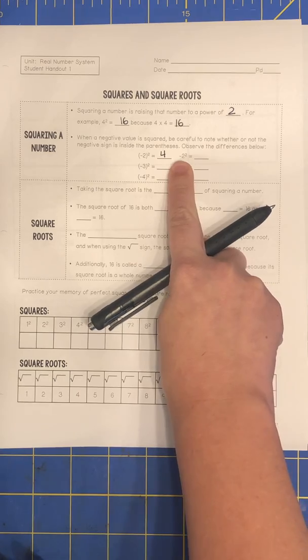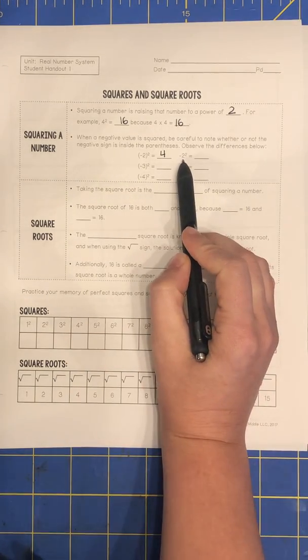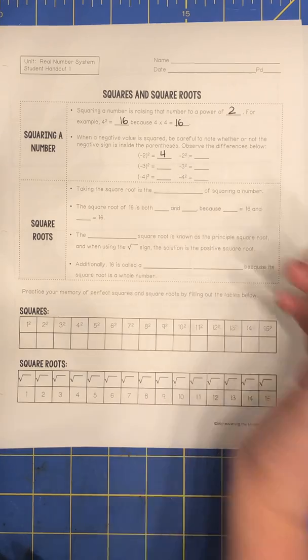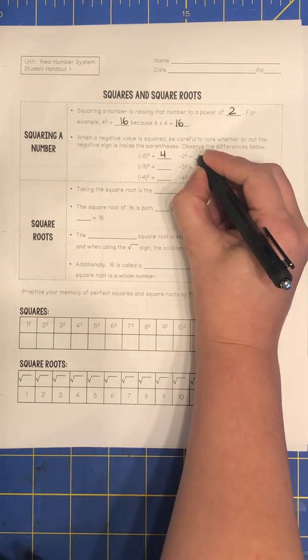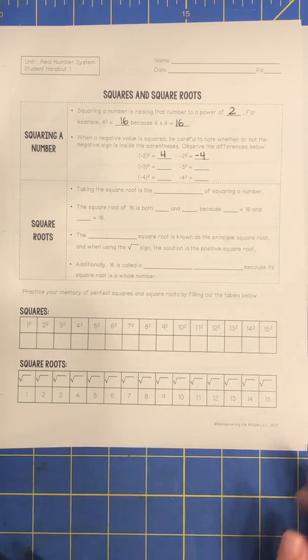When the negative is not inside of the parentheses, that means take the base number and bring it to whatever power. In this case, we're doing square, so the power of 2, and then we have to keep that negative symbol there. So here it's a negative 4 because it's not in the parentheses.